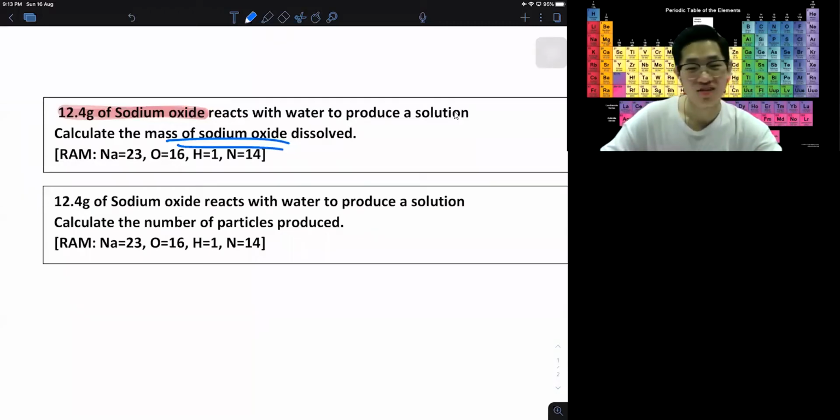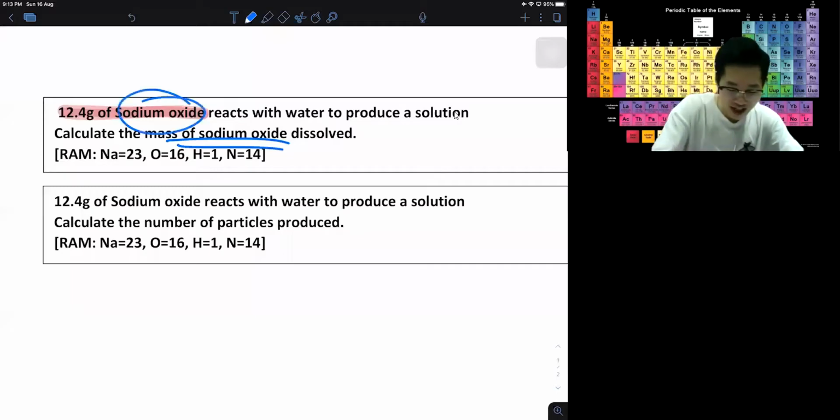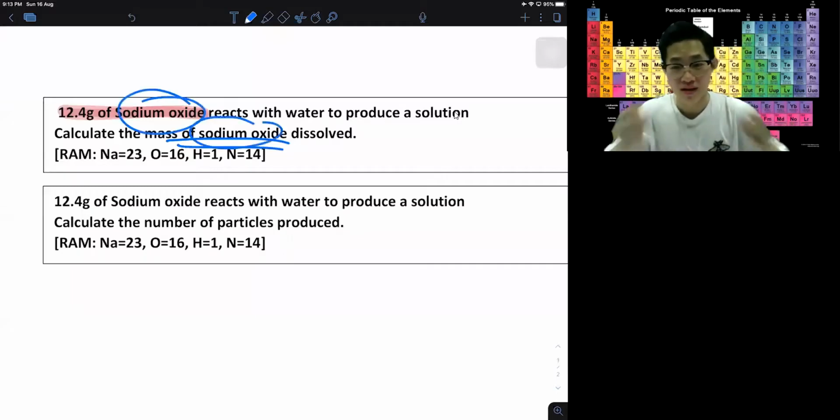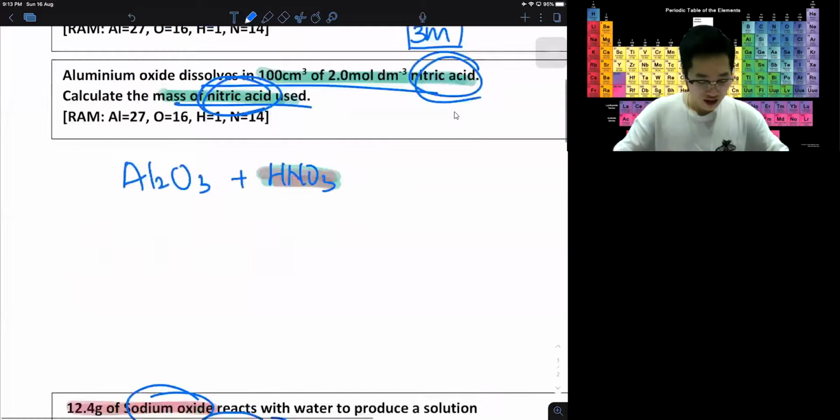Faster. A very short class only, like half an hour. Thank you. Yes, normal. Very good. How I know? Because it's only one substance, sodium oxide. Yes, very good. Okay. Now we are doing the first one.